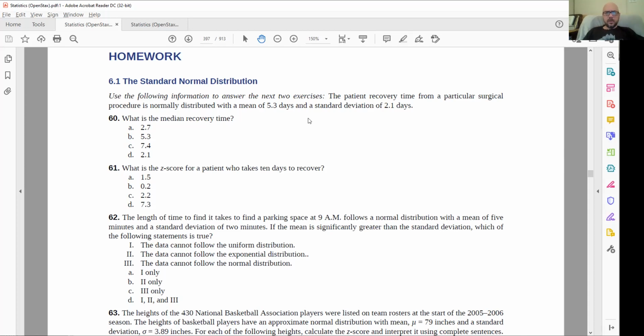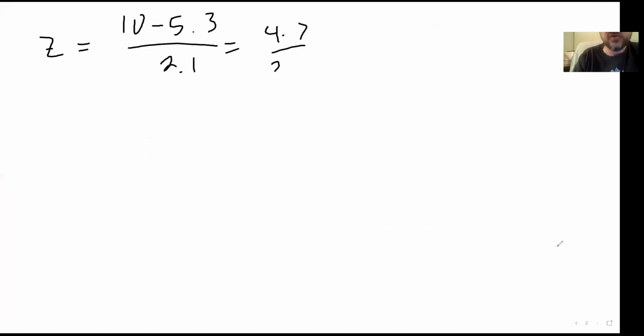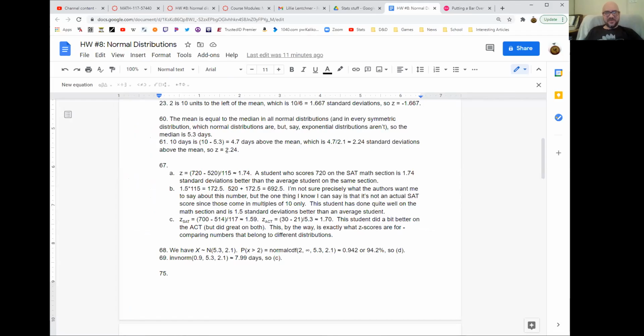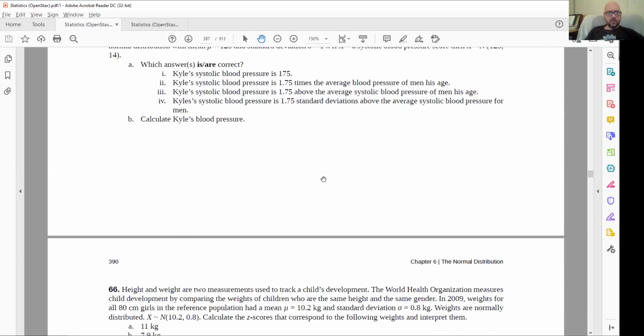Okay. So for this problem, we've got z is 10 minus 5.3 over 2.1, which is 4.7 over 2.1, which turns out to be something I forgot off the top of my head, 2.24 or something like that. Let's see what my answer said when I figured it out earlier. I just can't click on the right thing apparently. This one, yeah, 2.24. There we go. All right, 67.